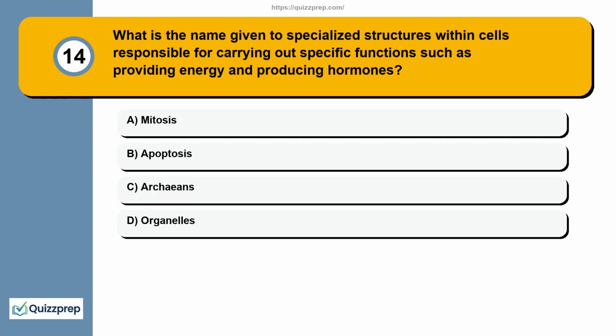Question 14. What is the name given to specialized structures within cells responsible for carrying out specific functions such as providing energy and producing hormones? Mitosis, apoptosis, archaeons, organelles.